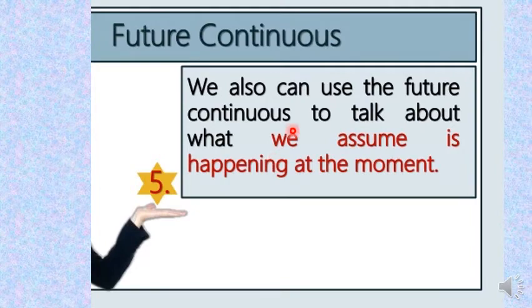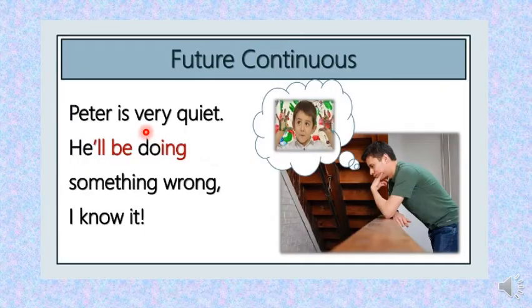We can also use the future continuous to talk about what we assume is happening at the moment. For example, Peter is very quiet. He'll be doing something wrong. I know it.